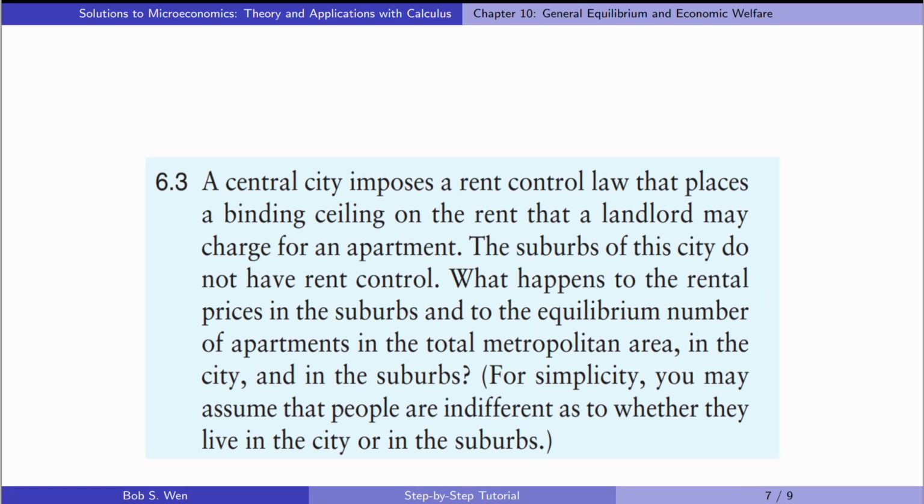Let's answer exercise 6.3. A central city imposes a rent control law that places a binding ceiling on the rent that a landlord may charge for an apartment. The suburbs of the city do not have rent control. What happens to the rental prices in the suburbs and to the equilibrium number of apartments in the total metropolitan area, in the city and in the suburbs?